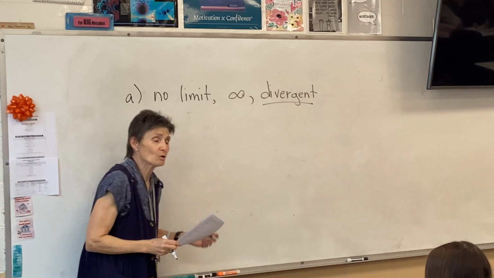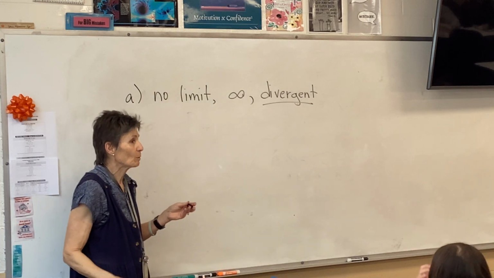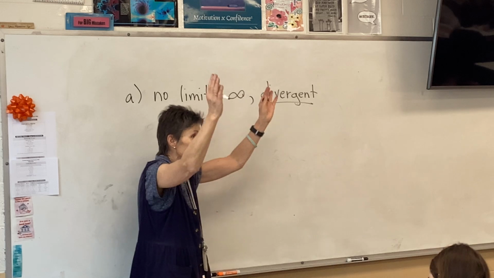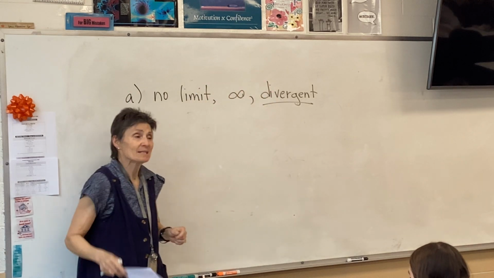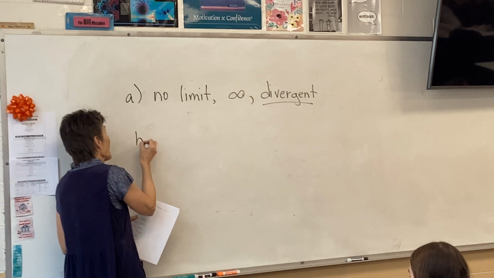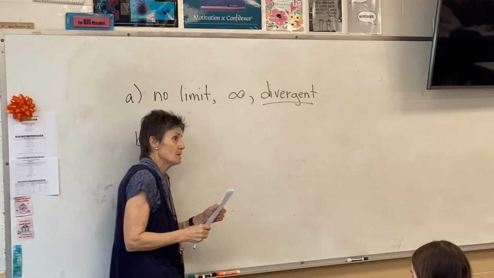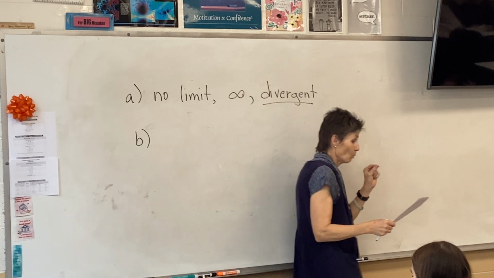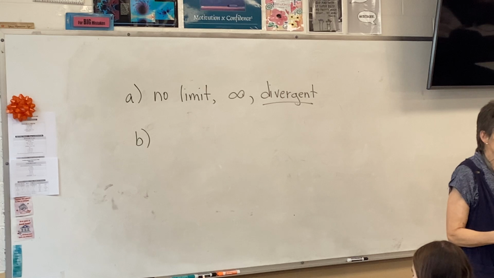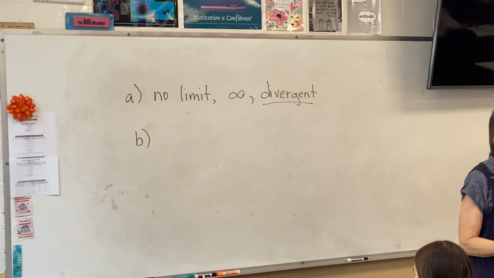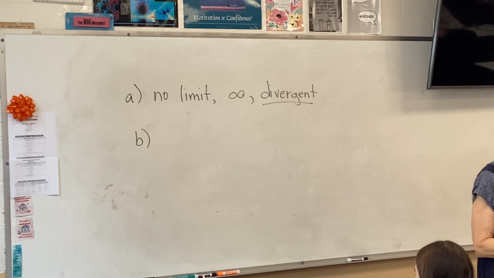The word divergent means what? Have you heard that word before? Diverge. Things diverge. That means they just go, right? They don't head toward anything. That is very different than what happens in question B. Look at those numbers. 1/3, 1/9, 1/27. What would come next? Oh my, we need to be able to tell what comes next. What comes after 1/27? 1/81.